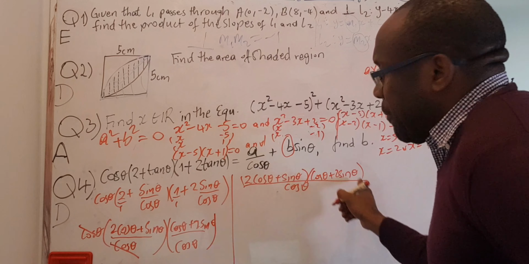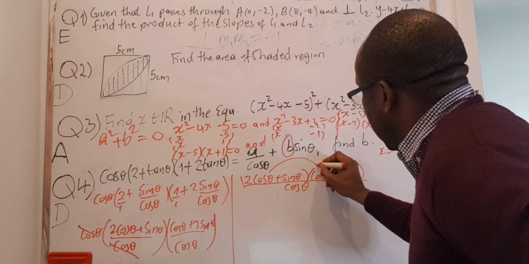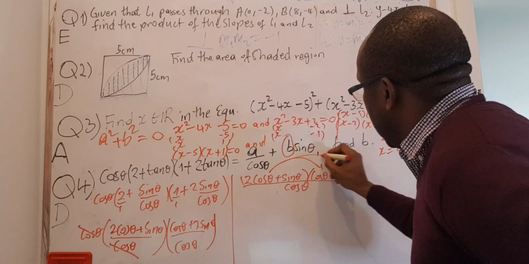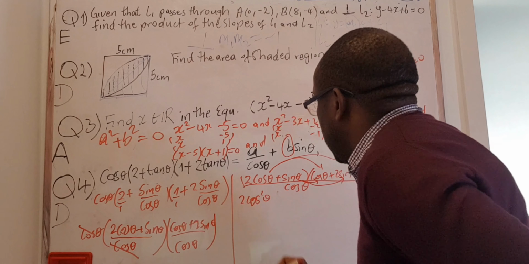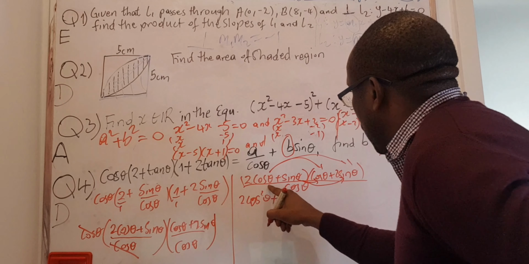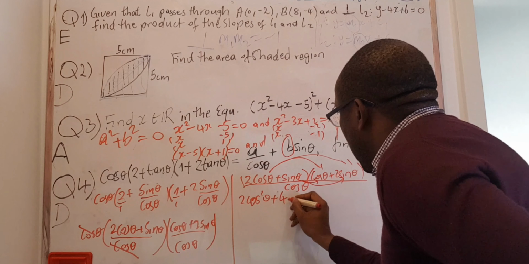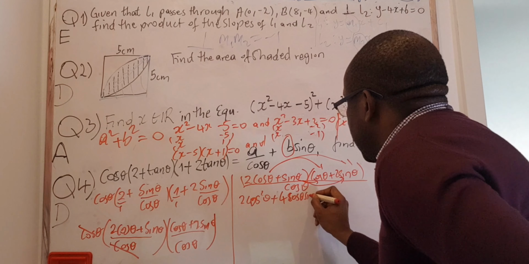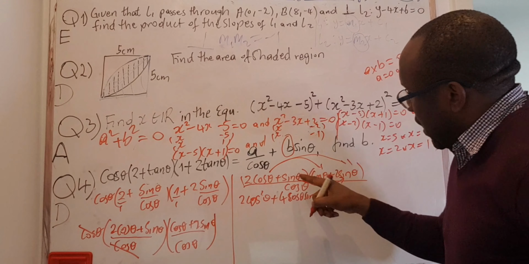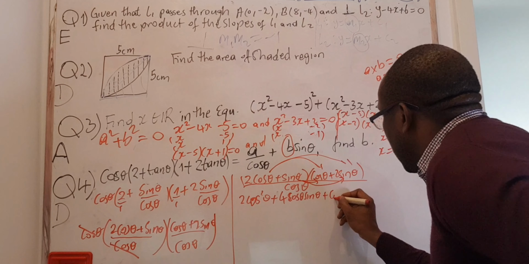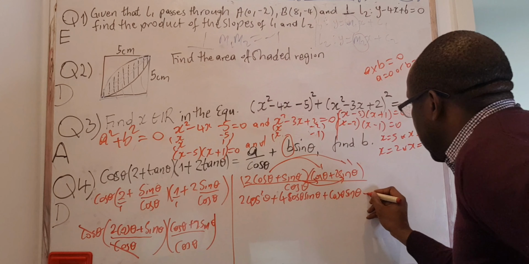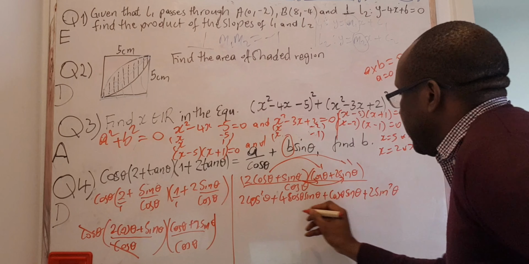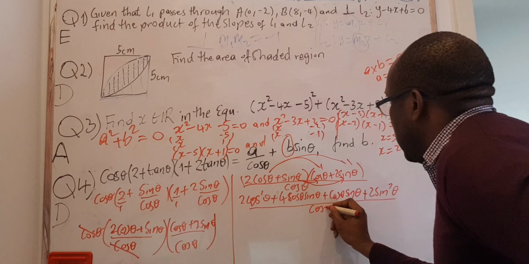I'm now left to expand this numerator. So I will take this and multiply this, take this and multiply that, and do the same thing here below. 2 cos theta times cos theta is 2 cos squared theta, plus 2 cos theta times 2 sin theta is 4 cos theta sin theta, plus, come now to this one, sin theta times cos theta is cos theta sin theta. Sin theta times 2 sin theta is 2 sin squared theta, all that divided by cos theta.